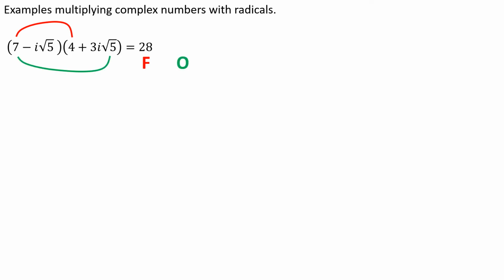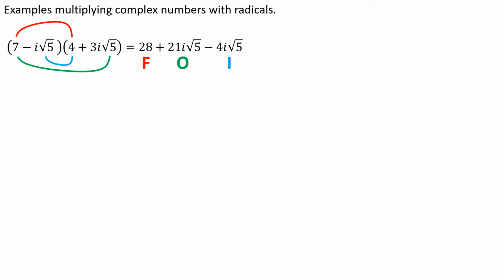Okay, so let's multiply some complex numbers. Radicals involved this time. Right, first, well, 7 times 4, 28. Outer, well, 7 times 3 is 21. There is also an i. There is also a root 5. Inner, well, there's a negative symbol. There's a 4. There's an i. And there's a root 5.